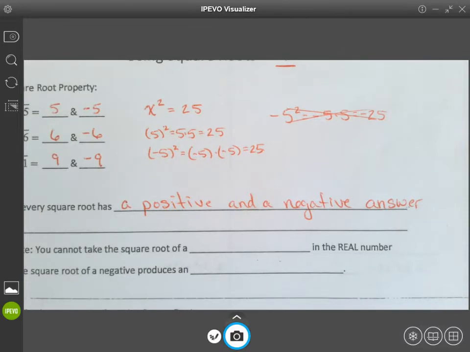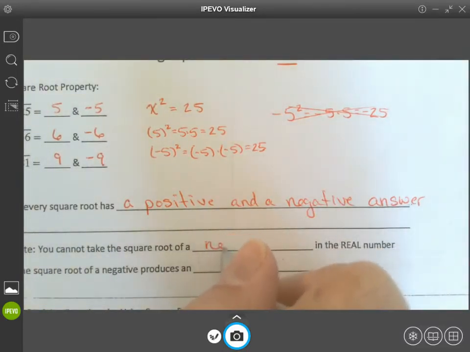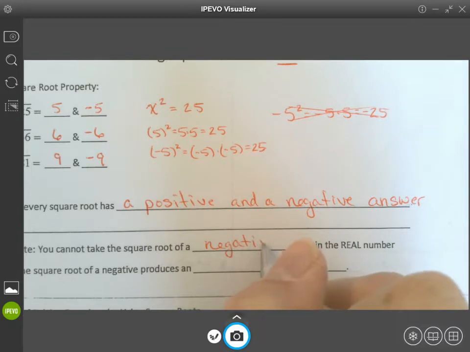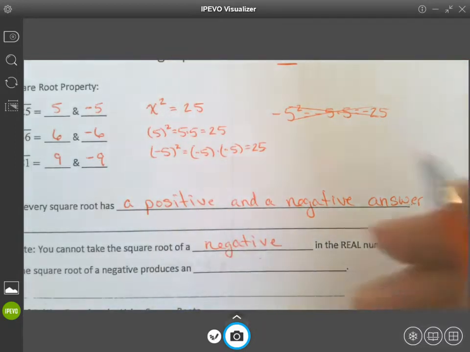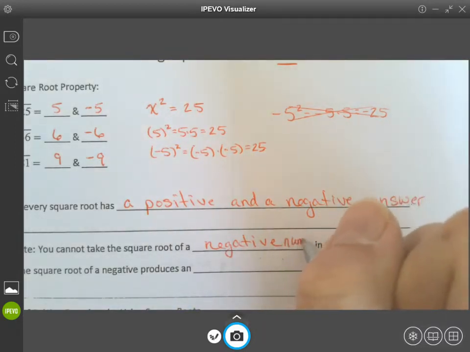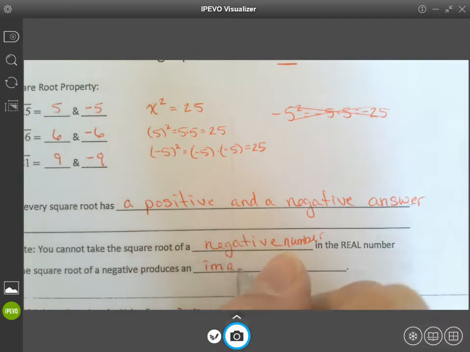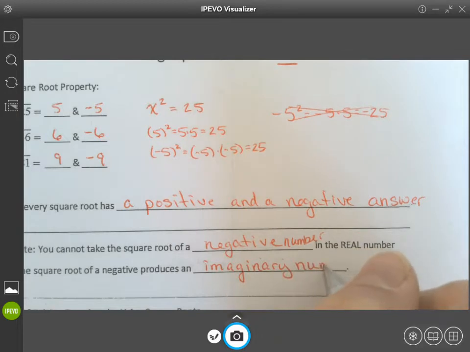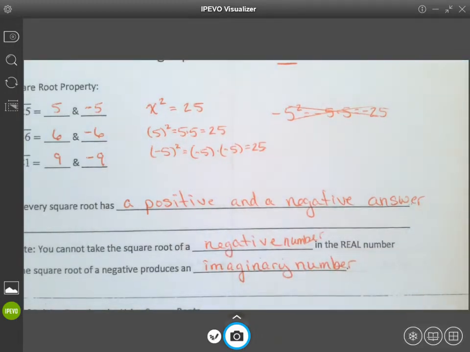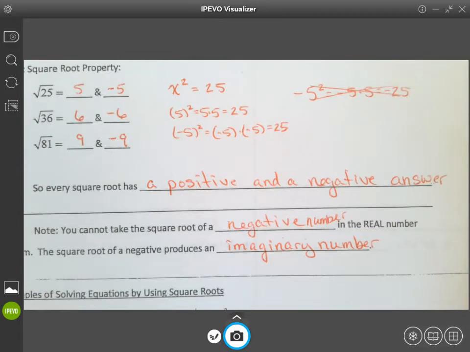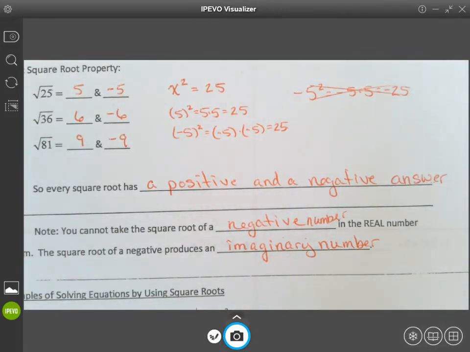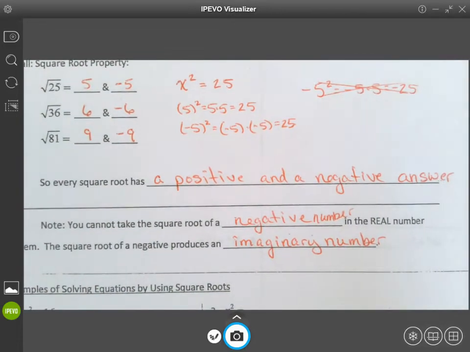All right, you cannot take the square root of a negative real number. So we can square a negative number, but we cannot take the square root of a negative number in the real system. The square root of a negative produces an imaginary number. Now, we are not going to get into imaginary numbers. That's more of an Algebra 2 concept. But that is something that exists, so we can deal with the square root of a negative. Okay, so the reason we practice our equation solving is because now we're going to mix equation solving with roots.